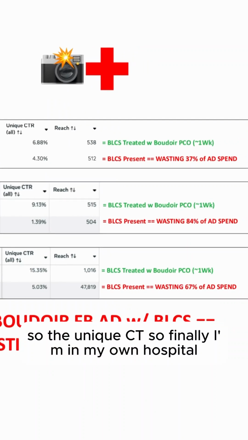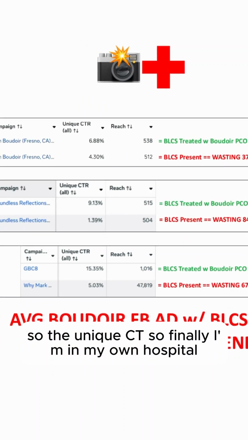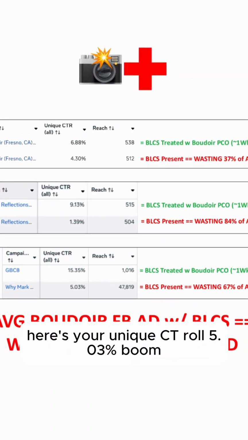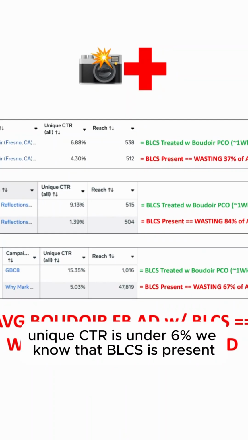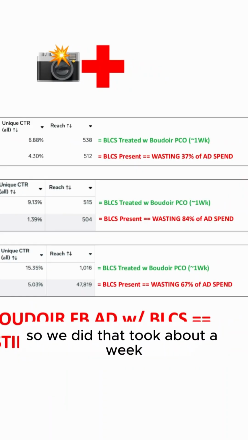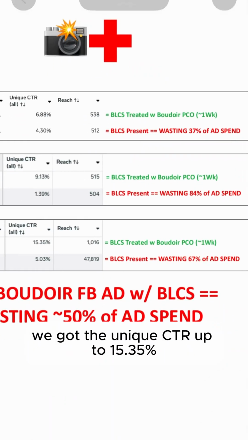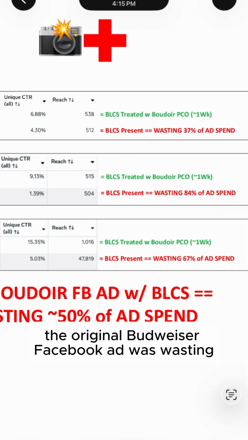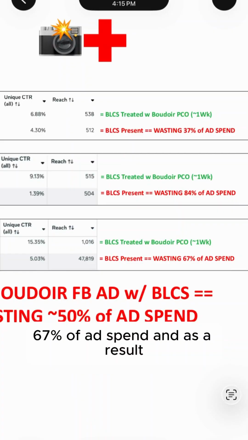So finally I'm in my own hospital, got out of residency, had a patient come through, his unique CTR, 5.03%. Boom, unique CTR is under 6%. We know that BLCS is present, and now we know we can treat it with Boudoir Pico. So we did that, took about a week. We got the unique CTR up to 15.35%.